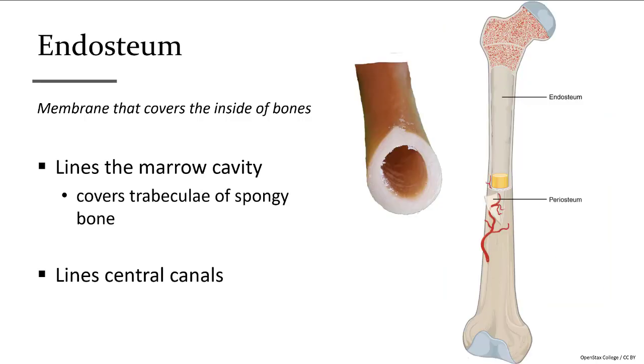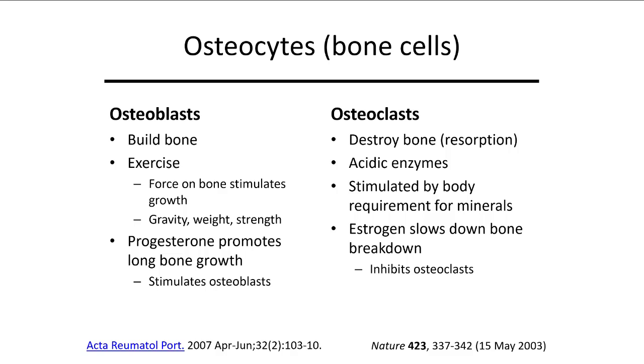Endosteum, that's going to be the membrane covering the inside of the bones, and it's lining the marrow cavity or central canals. We'll get to some of the bone anatomy in a little bit. So osteocytes, anything that has the suffix "cyte" means it's a cell. So an osteocyte is a bone cell.